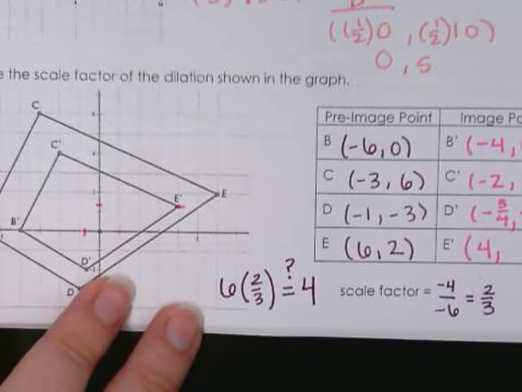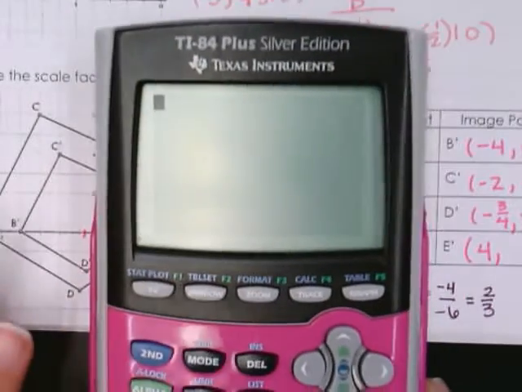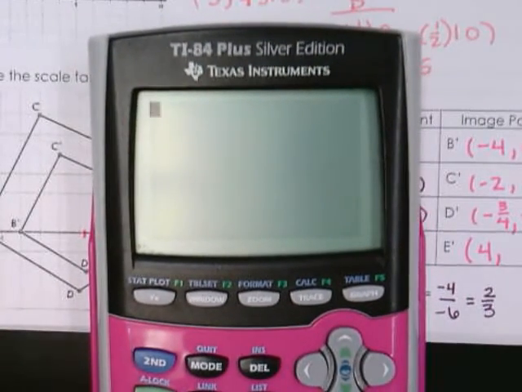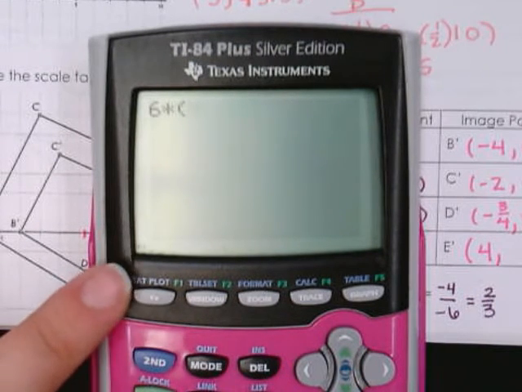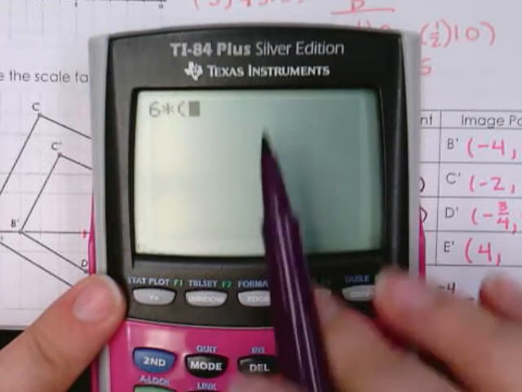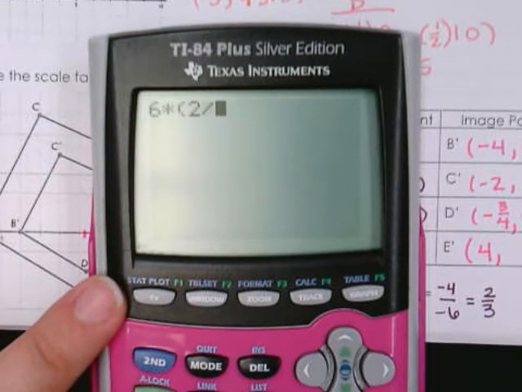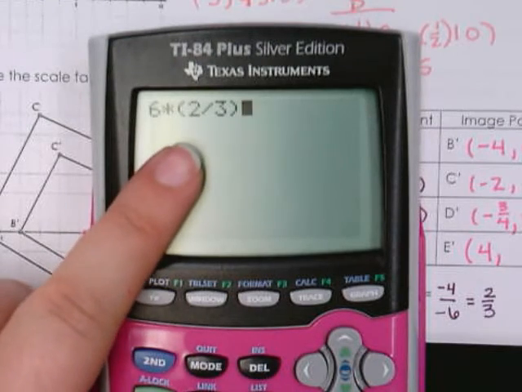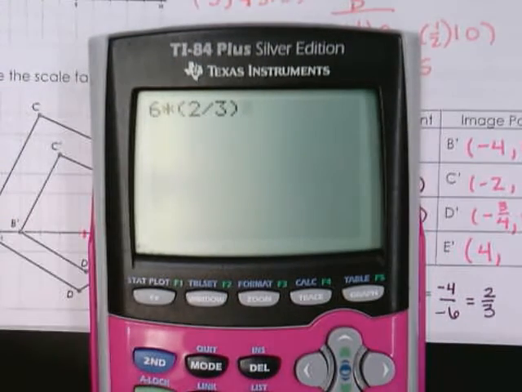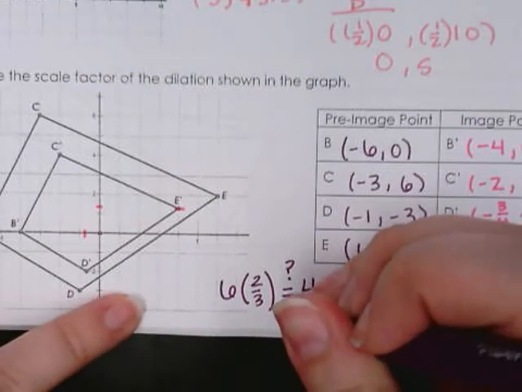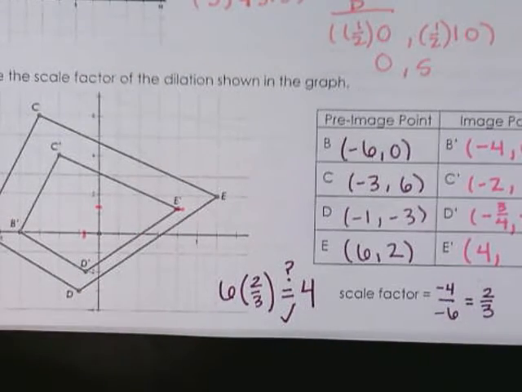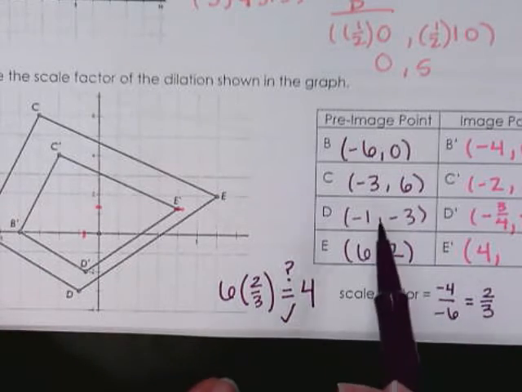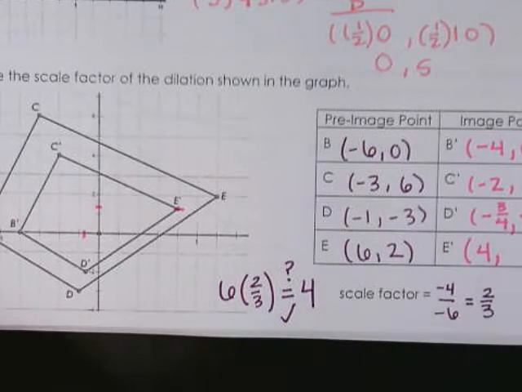I'm going to use my handy-dandy calculator because sometimes fractions can be hard. So I'm going to multiply 6 times, and if you're using a calculator like this, make sure that you put the fraction in parentheses because mine doesn't pop up with a nice little fraction thing. So 6 times 2/3, and fingers crossed that it equals 4. It does, right? So we have confirmed that we chose the correct scale factor. Now I could use that scale factor to find E prime's y.